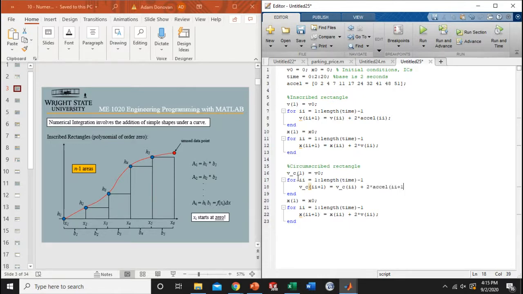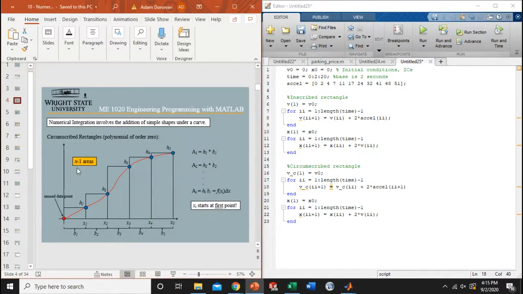Instead of using II, I'm using II plus 1, because in this case, if I go down to the next slide, you look at it, and I'm not using the first data point now. I'm not using the first data point to calculate my areas. I still have to use it for my initial conditions. And so that will calculate it.